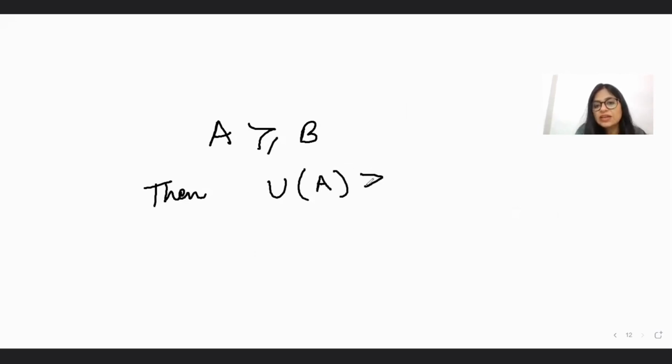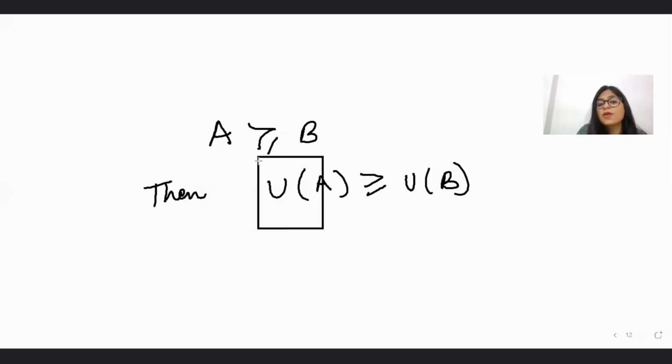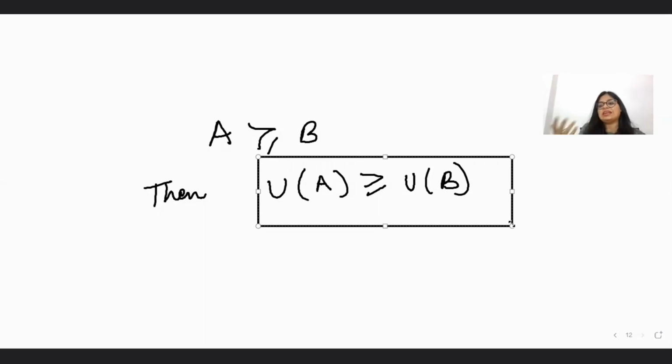But now the point here is the following. If A is weakly preferred to B, then utility of A is greater than or equal to utility of B. This is in terms of utility. So the satisfaction that you get from A is either greater than the satisfaction you get from B or equal to the satisfaction you get from B. These are the three important kinds of preferences that you should understand before we go ahead into building the indifference curve.